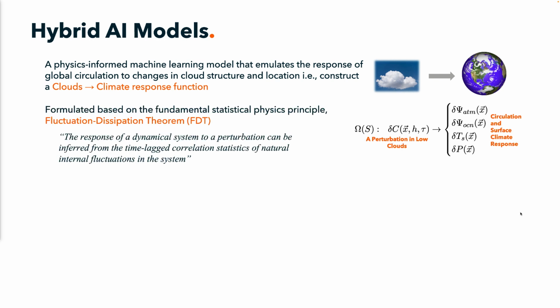Our entire problem formulation is based upon the fundamental statistical principle of fluctuation dissipation theorem, or FDT, which states that the response of a dynamical system to a perturbation can be inferred from the time-lagged correlation statistics of natural internal fluctuations in the system. We perform a bunch of preprocessing activities to extract these natural fluctuations from the climate fields that we extract from the simulation runs.